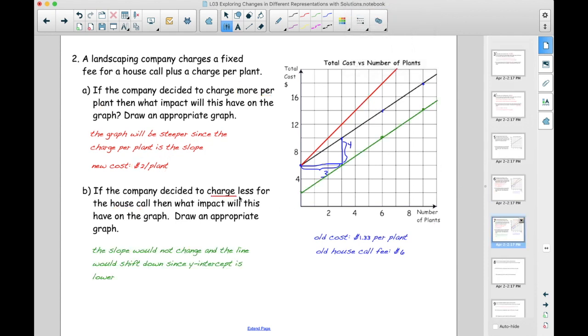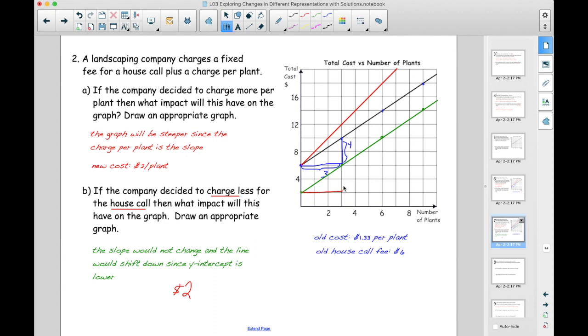If you charge less for a house call, a house call is the initial condition. And the initial condition started at 6, and they said they're going to start less. So anything lower than 6, what will happen is the line is going to shift down. It's going to be parallel. So the green line is parallel to the black line, the exact same steepness, but the y-intercept needs to be something lower. And in my case, I've made this new house call $2. So the line starts at 2, but it has the same steepness as before.